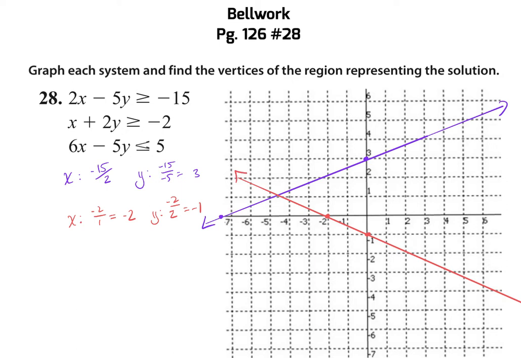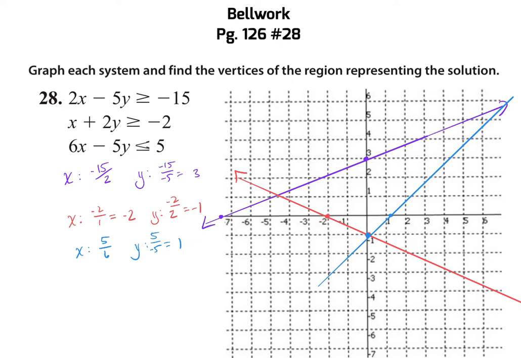And then my last one. My x-intercept is going to be 5 over 6, doesn't really reduce there. Y-intercept is going to be 5 over negative 5 or negative 1. 5 sixths is just a little past 1, so I'm just going to put it there for right now. And then, of course, it crosses right at the negative 1 right here. Again, solid line. So your graph should look something like this.